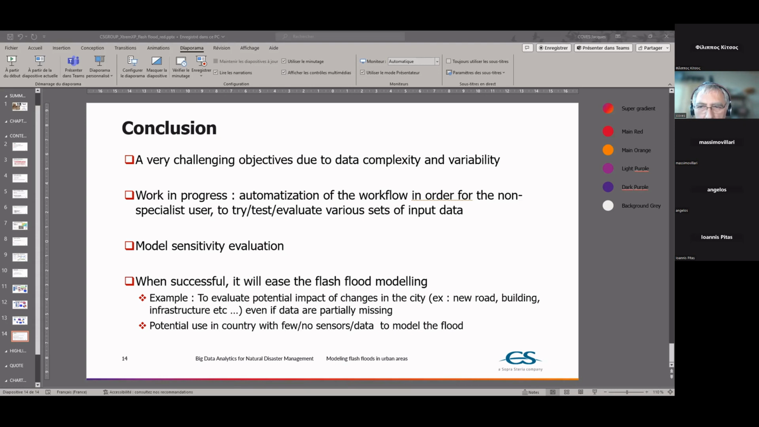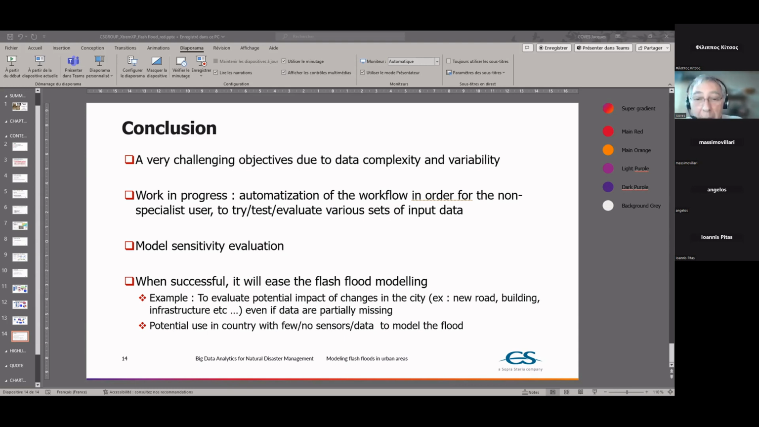Can you read me the question? It's asking if you could repeat the potential sources of your models, from what I'm understanding. Yes, of our maps. Okay.